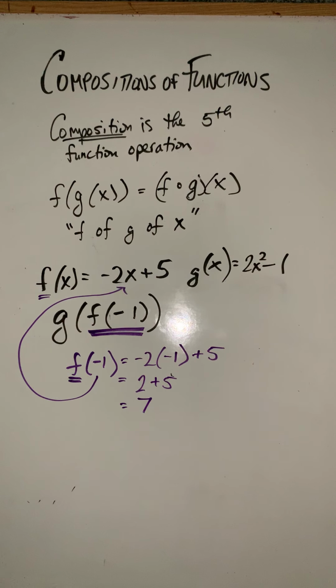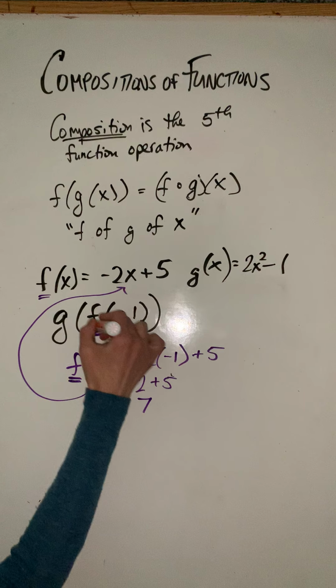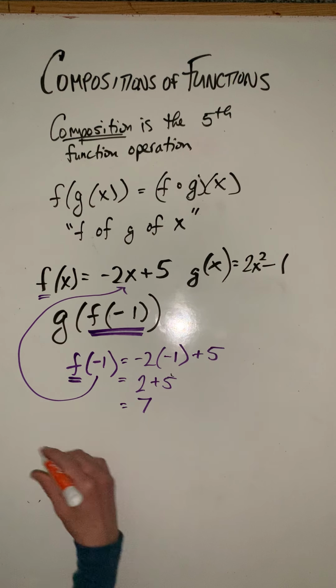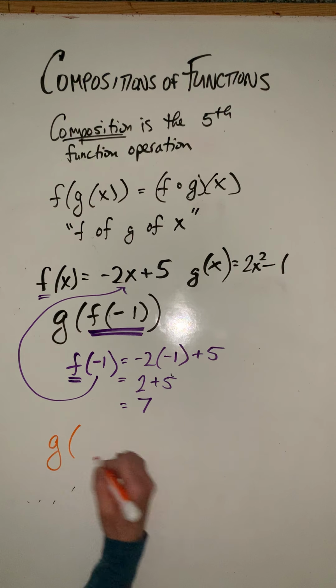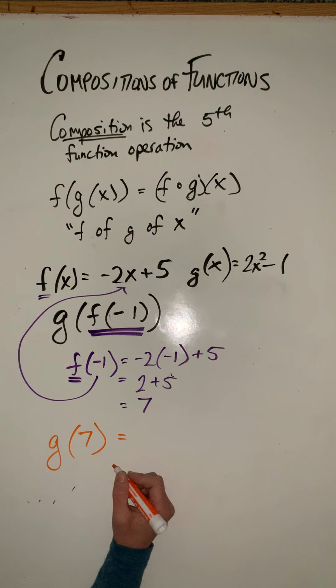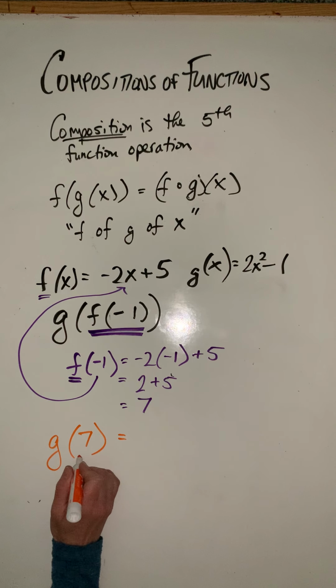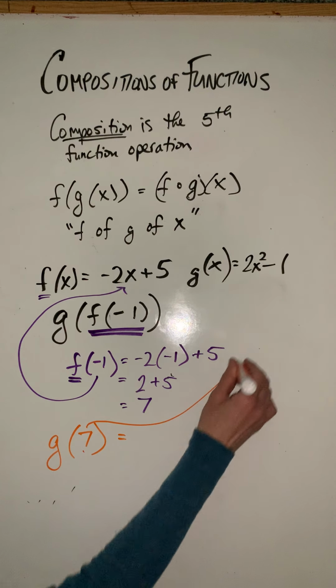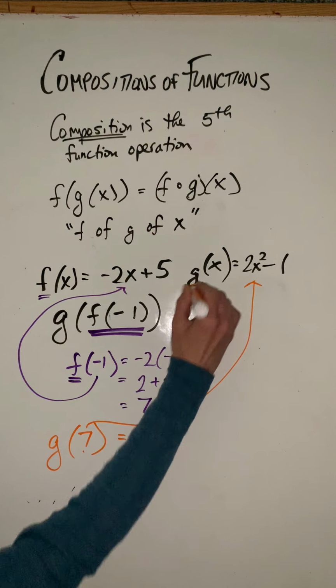Again, 7 is not our answer. We're going to replace f of negative 1 with that value, which is 7. So what are we really trying to find? g of 7. To find g of 7, we're going to take the 7 and plug it in for x in our function g.